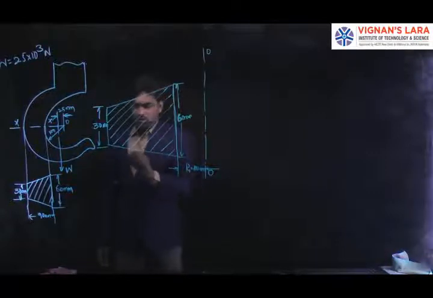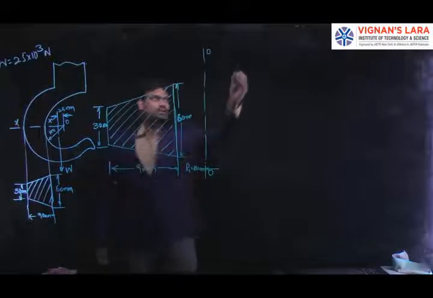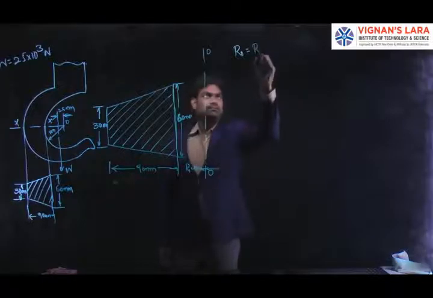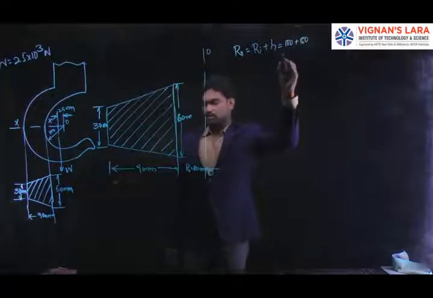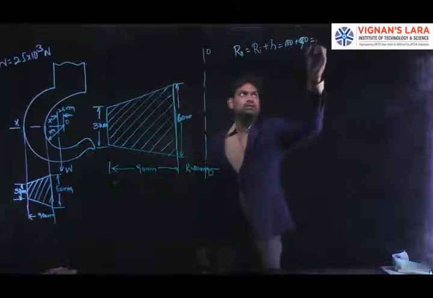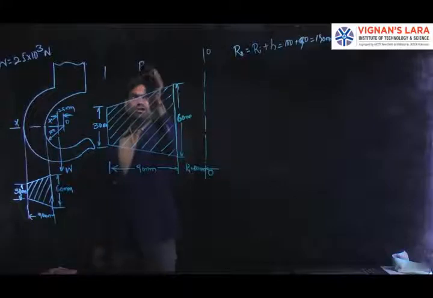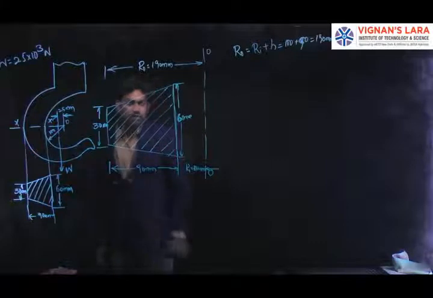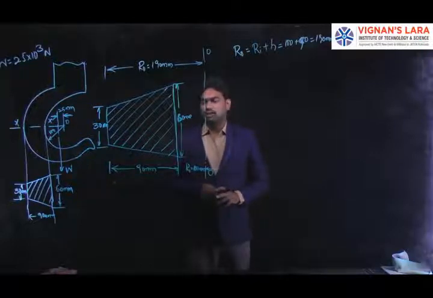60, and the depth of the cross section is also given, 90 mm. So we know that the outer radius of curvature, R naught, is given by Ri plus H, that is 100 plus 90, so 190 mm is the outer radius of curvature, R naught. Clear?